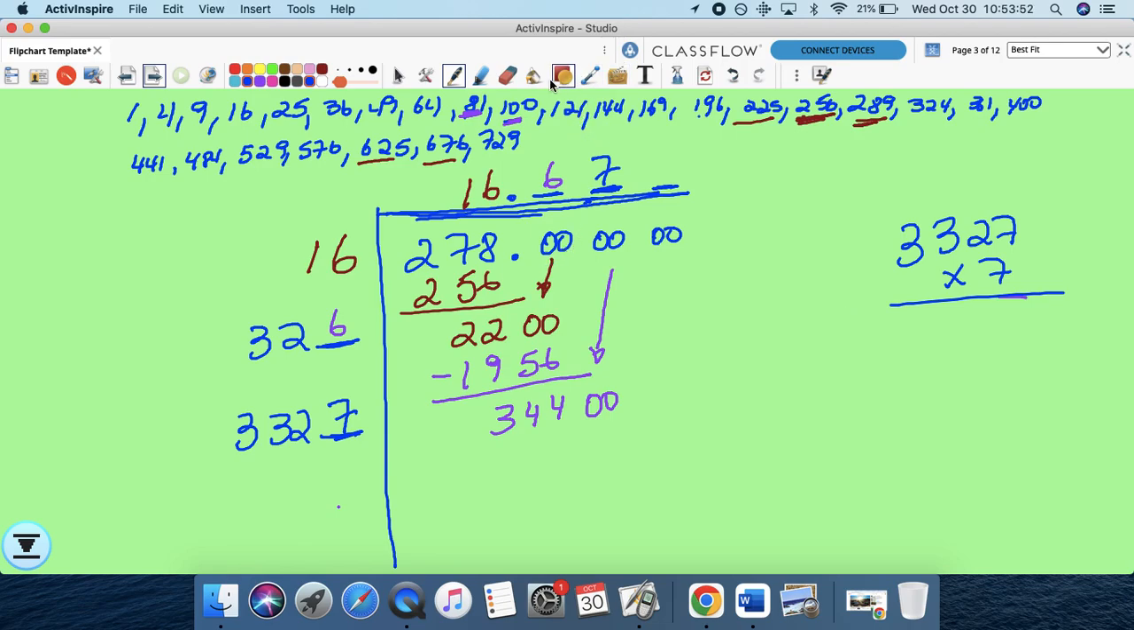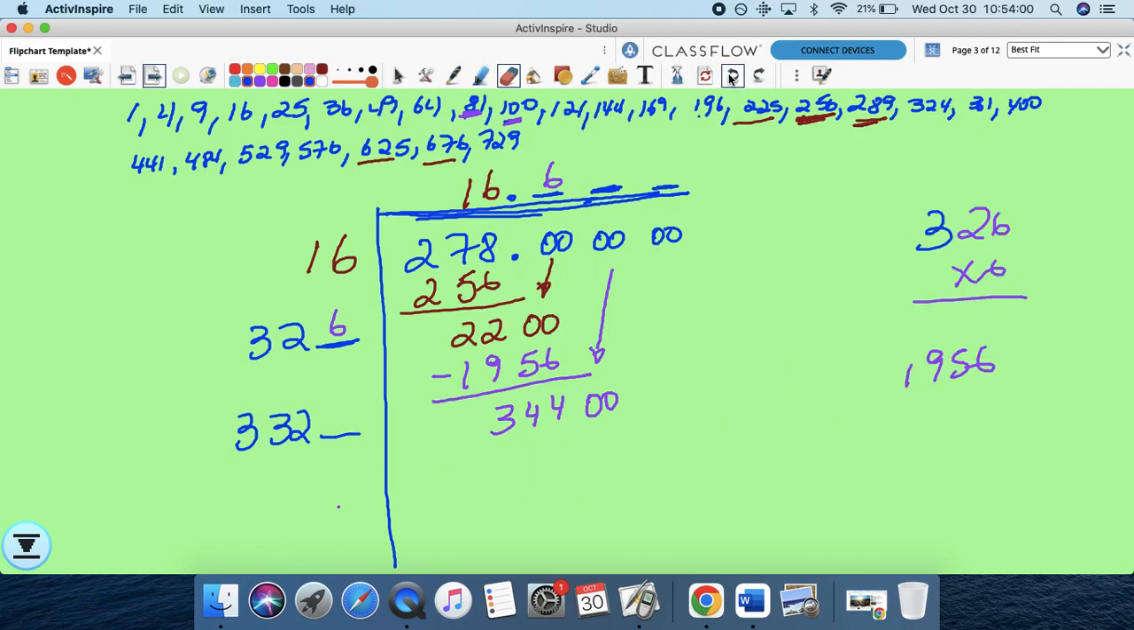Oh, I see what's wrong. I subtracted incorrectly. Sorry, guys. Let me go back. Let me subtract again. Okay, so my subtraction was wrong. It's 244. How did I miss 2,200 minus 1,956 is 244. So I made a major mistake here. So this is 244.